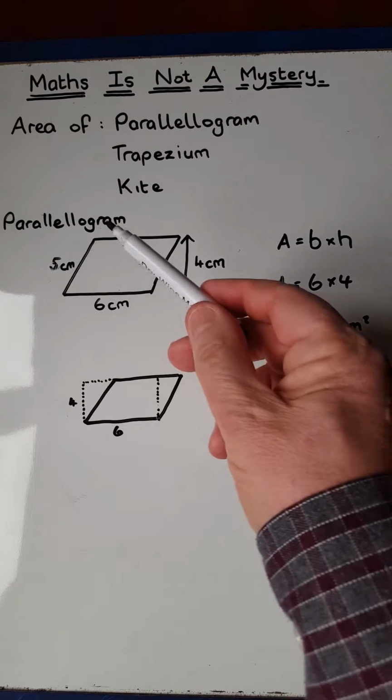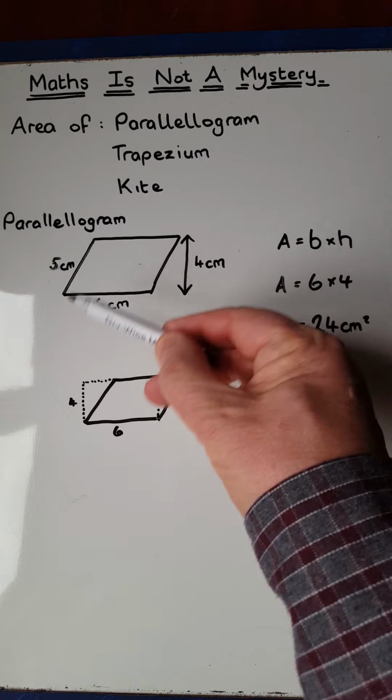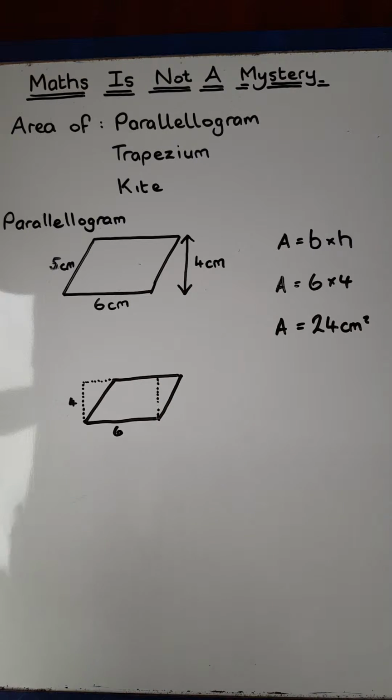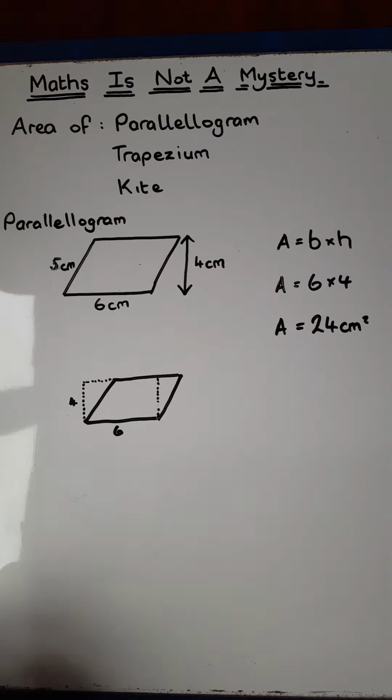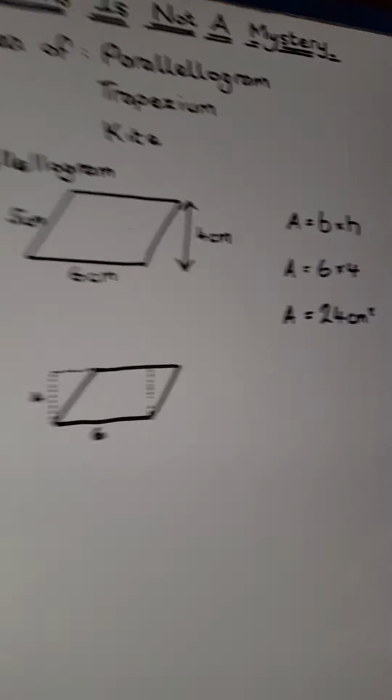Okay, so area of a parallelogram, base times height, straightforward. Just remember to never take notice of the diagonal because that is not relevant to the area. It would be relevant to the perimeter but not to the area. Now, moving on to the trapezium, that's a little bit more difficult.